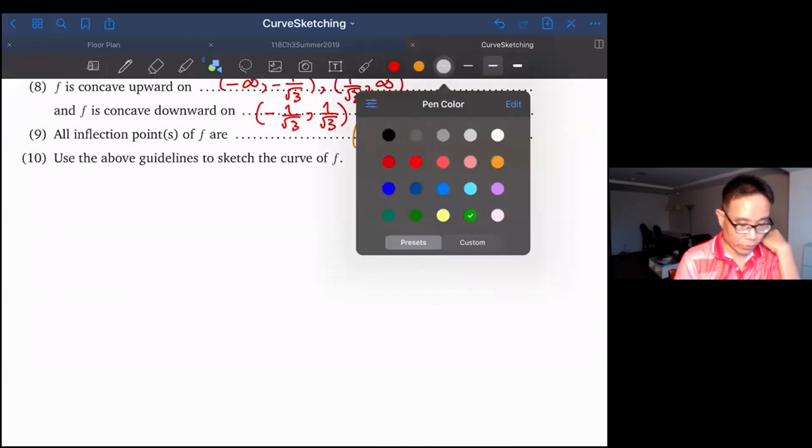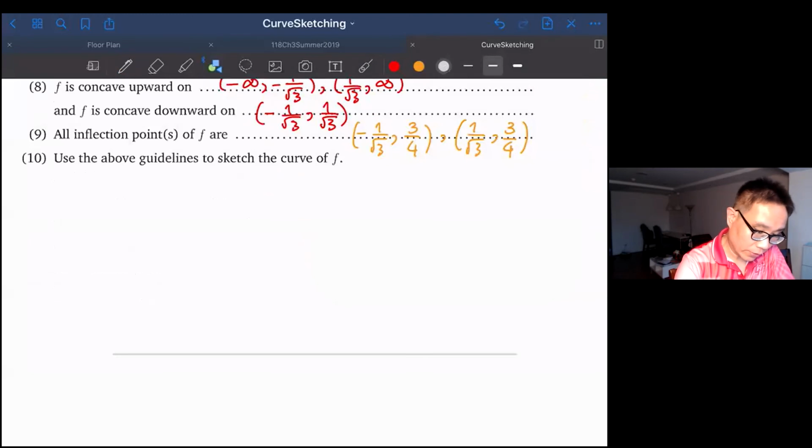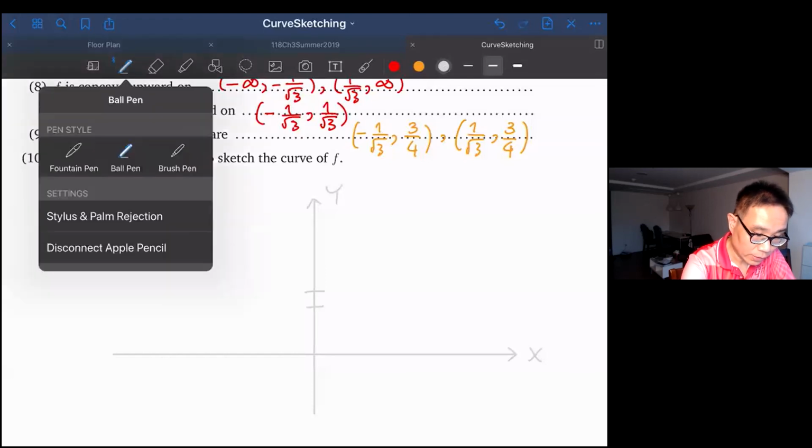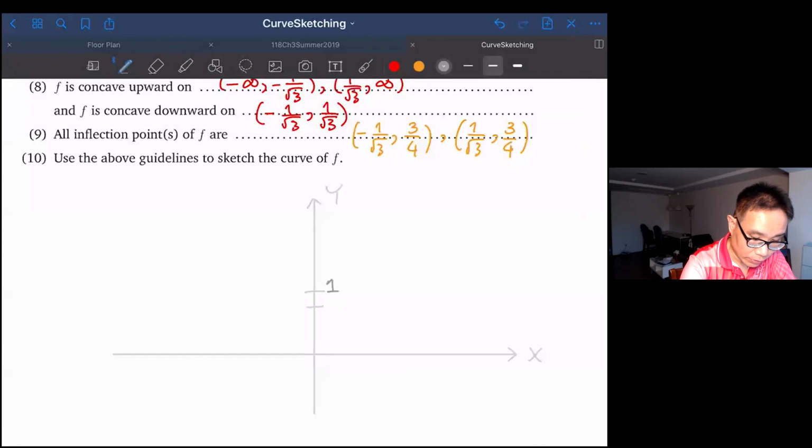So let me draw the x-axis, and you have the y-axis. So you have y, you have x, okay? And you're going to see that you need to plot 1 somewhere here. This is my 1. Let me make this one higher because I also need 3/4. I also need 1 and 3/4. 1 here, 3/4 here, okay?